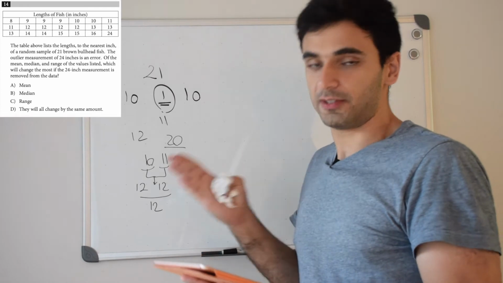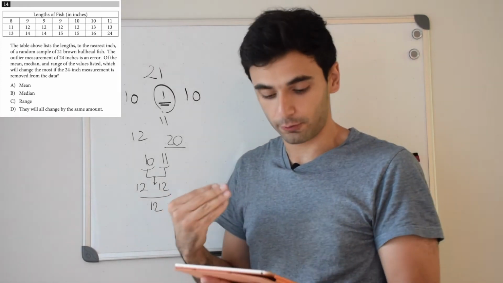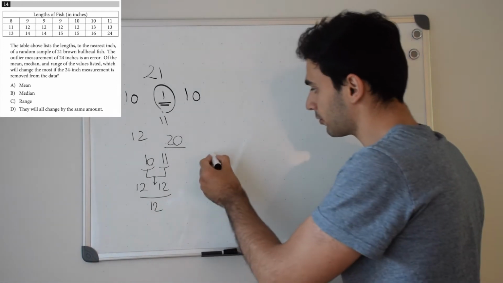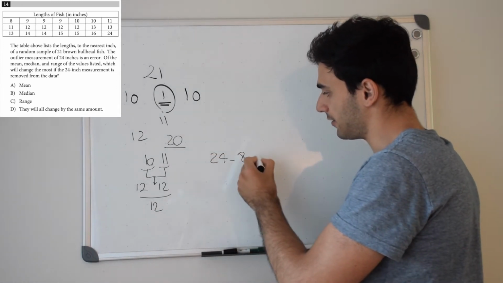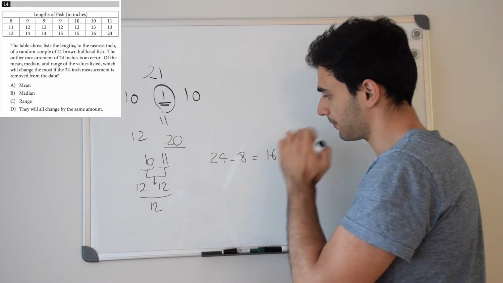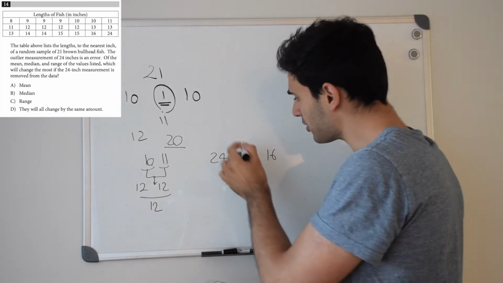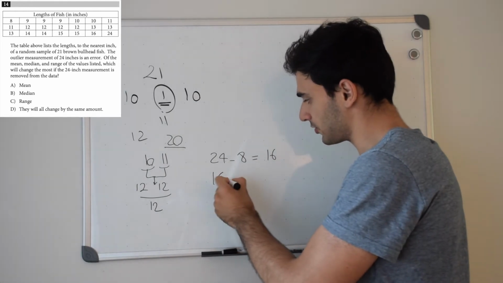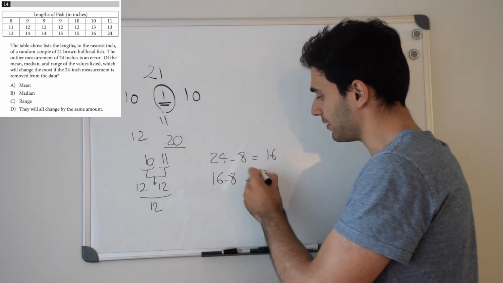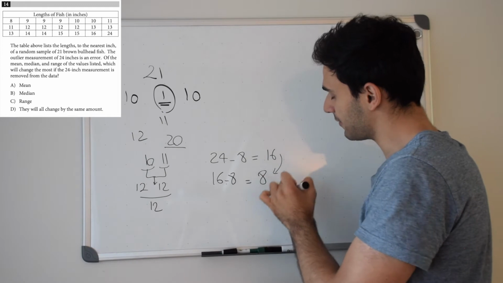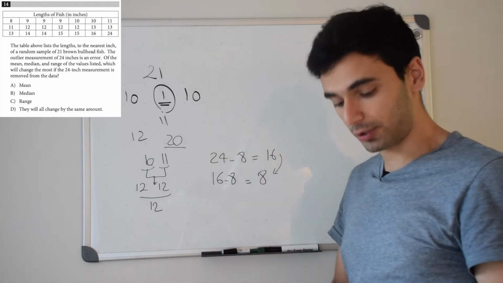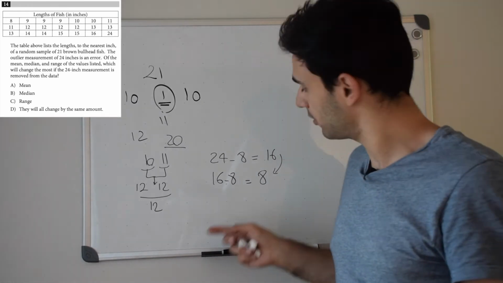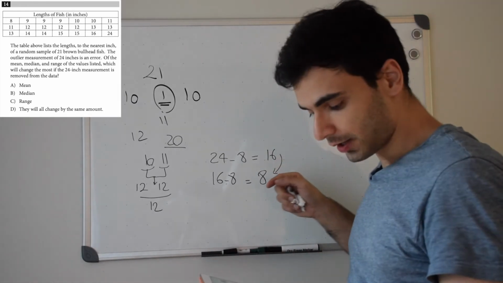The range of this data, if we have 24 in the data, is going to be from 8 to 24. So 24 minus 8, which is 16. Now if I remove 24, the range of the data is going to be 16 minus 8, which is only 8. So we see there is a drastic difference. If we have 24 in our data, the range is going to be double.